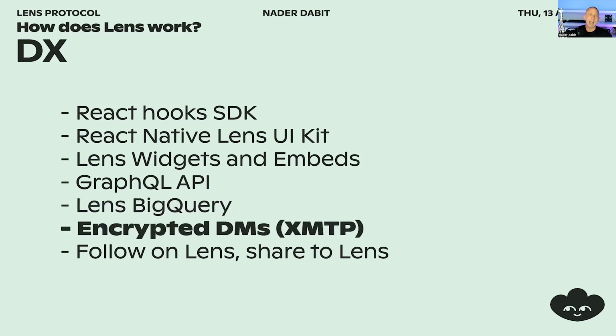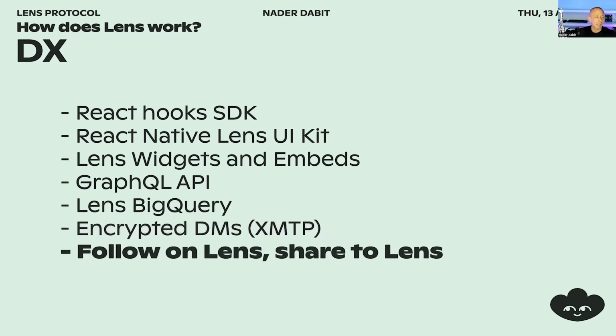Also, Lens has support for encrypted DMs using XMTP. So we have a namespace that you can use that will integrate with every other single Lens application in the world, meaning that if someone sends a DM on your app, then they can continue the conversation on every single other Lens app. So it's kind of cool. It's kind of like a unified inbox. And I kind of showed on the Lens widgets and embeds how you can do the follow, share, and other different types of integrations.